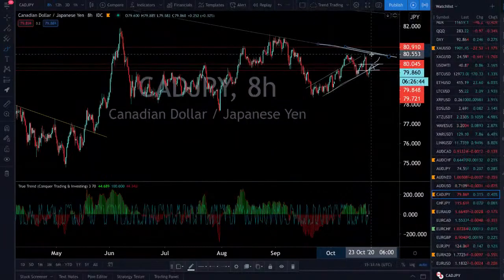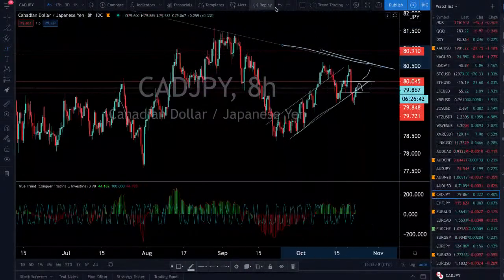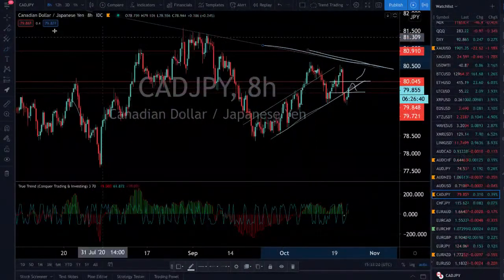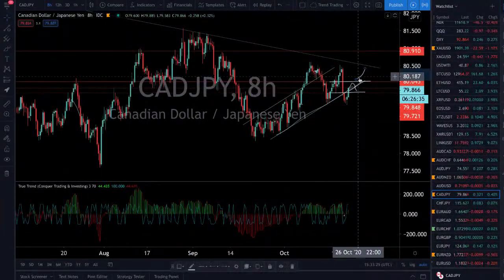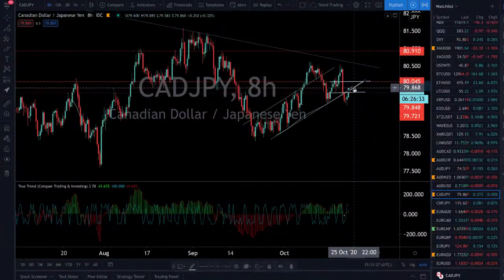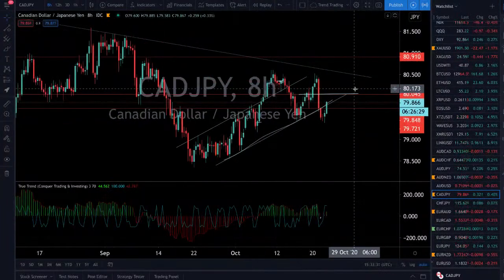Now that's me. That's not necessarily you. And you might see something different, which happens all the time. You guys see in the Telegram group that other people have different looks at the same thing, and there's no right or wrong. But right now, I'm still looking for a short.